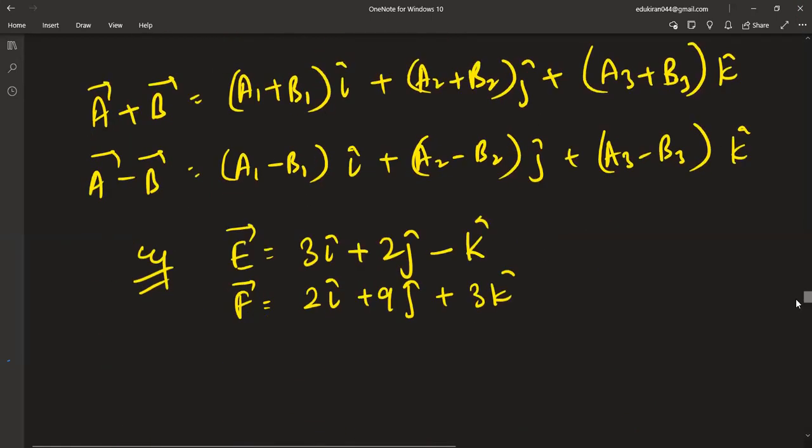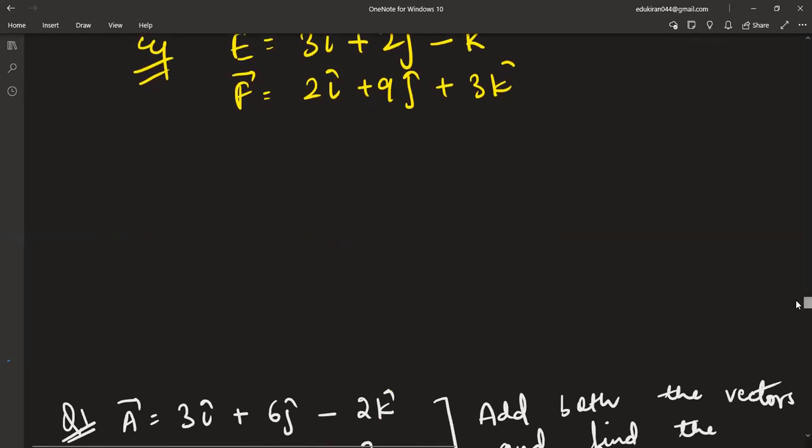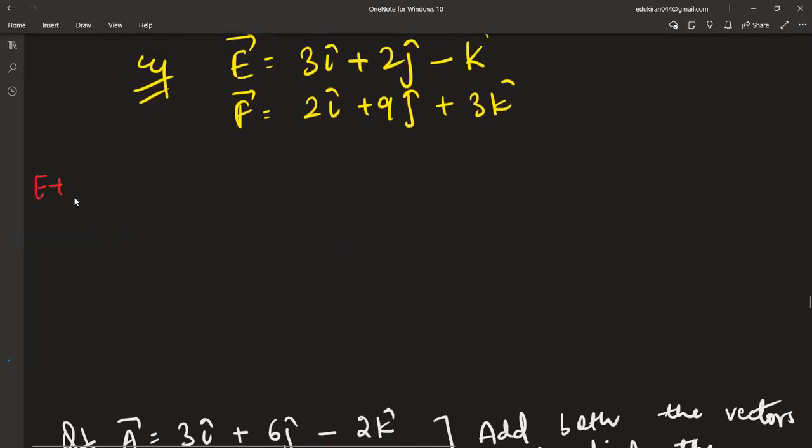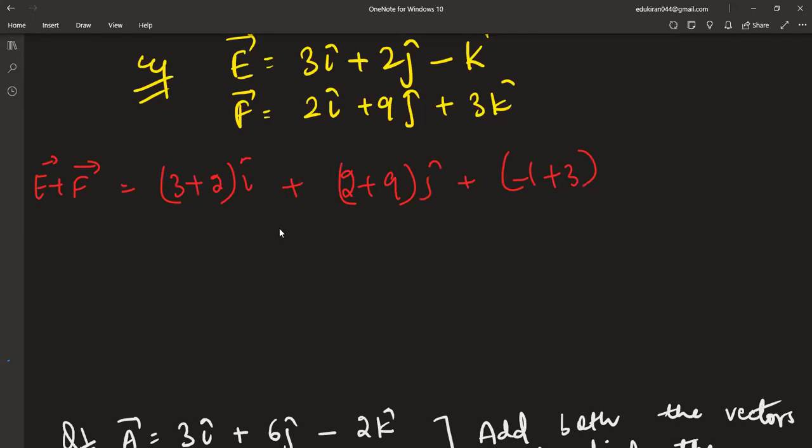Like this is written. Let's just complete the example. Suppose E vector plus F vector is there. So what we do? 3 plus 2 I cap. This plus this, that is 2 plus 9 j cap, plus, what's the coefficient here? Minus 1 plus 3. So what are we left with? This is 5 I cap. This is 11 j cap. This is 2 k cap. This is your final answer.